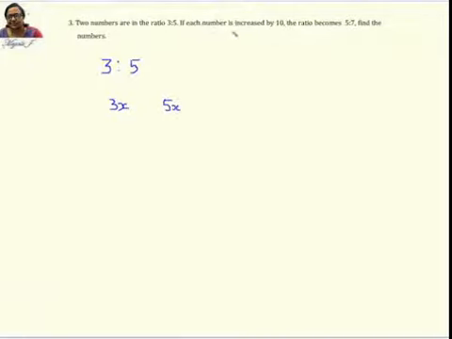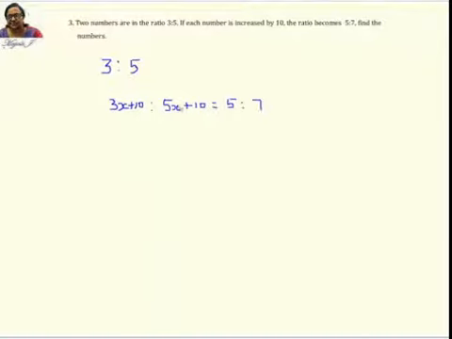It is increased, ma'am. What is increase? 3x plus 10 plus 5x plus 10, ma'am. Each number is increased by 10. So the 3x is increased by 10, and 5x is also increased by 10. We're not adding 3x and 5x. And now you're going to see the new ratio. What is the new ratio given?